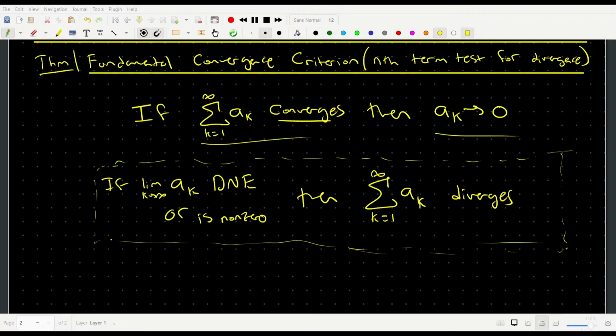But this statement that I've boxed here, the nth term test for divergence, is what's called the contrapositive of the actual statement of the theorem, the previous statement, which is a logically equivalent statement. So if you take a given if-then statement and you take the contrapositive of that, it's a logically equivalent statement.